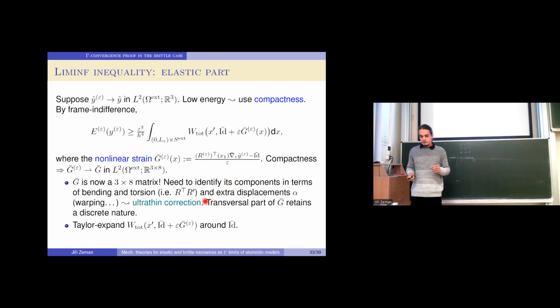The proof is done by splitting G epsilon into a transversal and longitudinal component. And after that, it's possible to expand the total energy, that is the cell energy plus the surface energy, around the discrete identity, and proceed in a similar way as Friesecke-James-Müller or Mora-Müller.